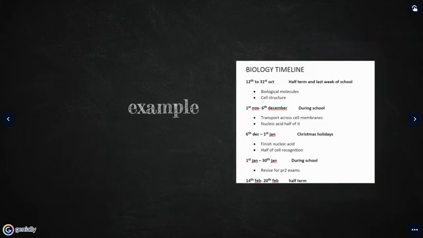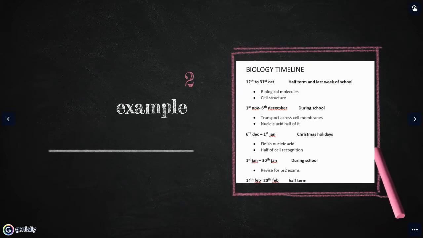Here is a picture of the example I said I'd show. So over here you can see that for my biology timeline, I've got a month, roughly around half a month to revise 2 topics, biological molecules and cell structure. And then it's also a half term in the last week of school. And then from 1st November to 6th December, which is around also another month, I'd learn another 2 topics.